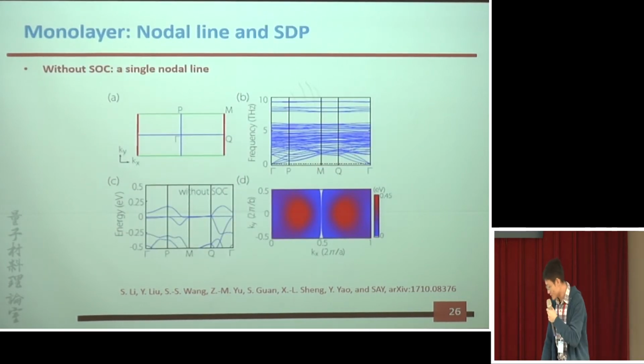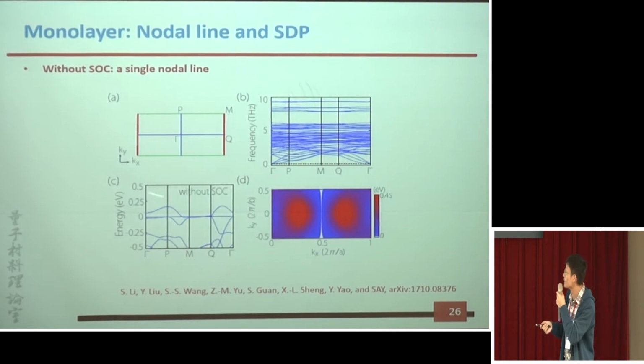Another interesting thing about this material is that, because it's layered, we can explore its monolayer. The previous discussion was all about the bulk. Now if we go to the monolayer, we find that there are Dirac nodal lines on the boundary of the Brillouin zone, as shown here. This is a nodal line on the boundary.